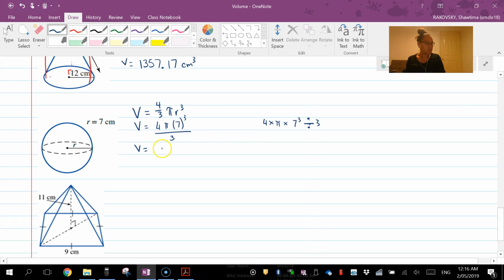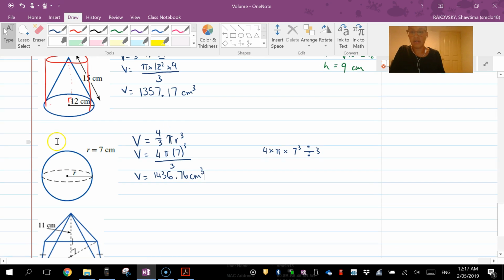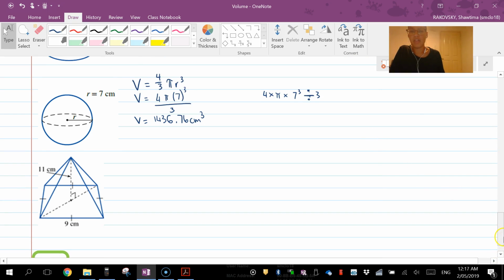Looking at the pyramid, just like the cone, where it was a full cylinder, this one here is a third of a prism of the same dimensions. So if we extended this up, you get the point here. If it was a rectangular prism, it would be 1/3 of the volume of a rectangular prism with the same dimensions of 11, 9, and 9.